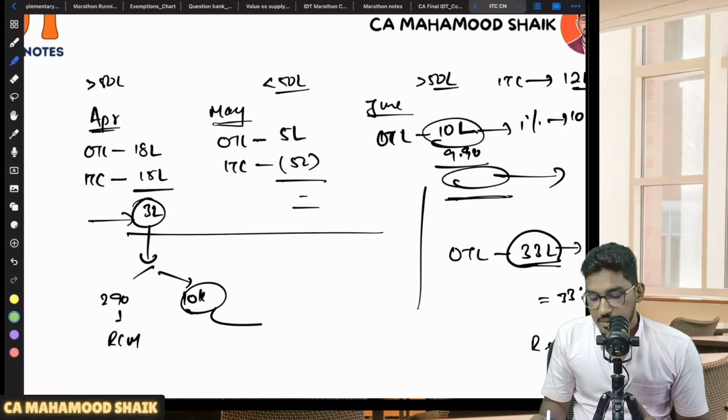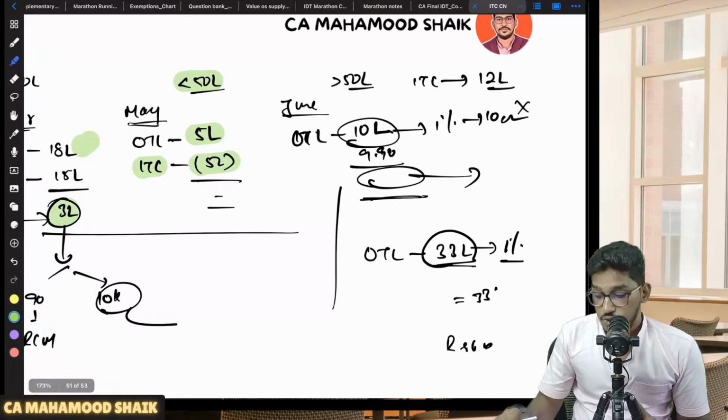So in the month of April, output tax liability 18 lakh rupees, ITC only 15 lakh rupees. You have 3 lakh rupees which you have to compulsorily pay in cash. 3 lakh rupees you have paid in cash. In May, your turnover is less than 50 lakh rupees. Anyhow, Rule 86B will not become applicable. You have an output tax liability of 5 lakh rupees and full ITC, 5 lakh rupees. You have used it.